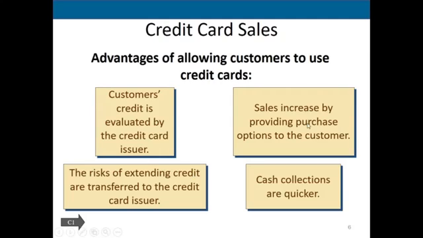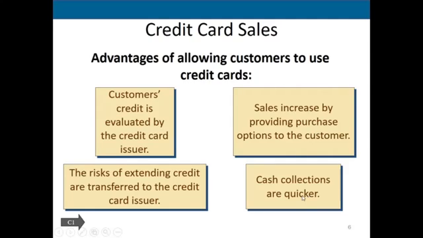Our sales increase by providing purchase options to the customer. Can you imagine if you go into a store nowadays and they don't take credit cards? There's a high probability that you won't buy anything there. Of course, if you're here in Fredericksburg, we know the one place without a doubt that doesn't take credit cards, and we always have cash with us, and that's Carl's Ice Cream, right?